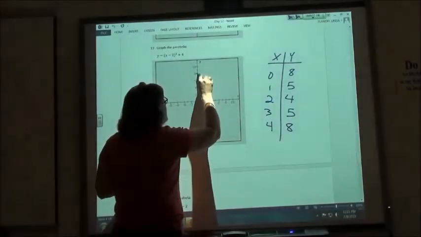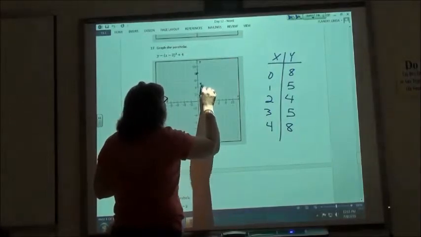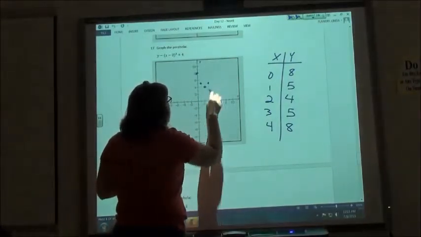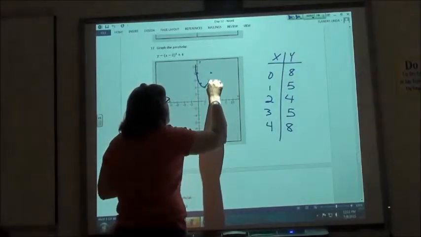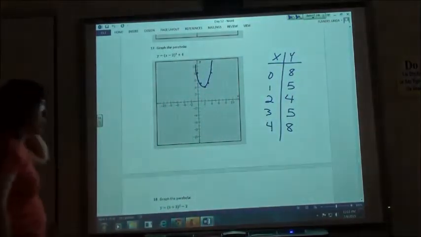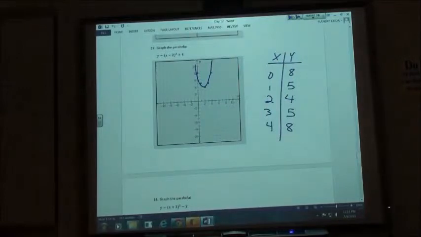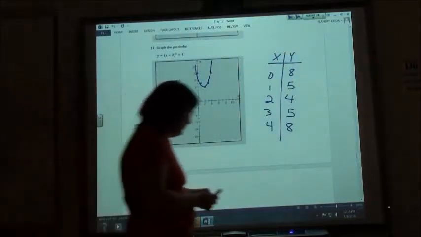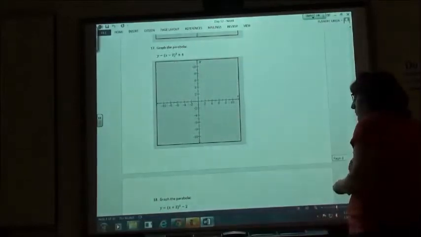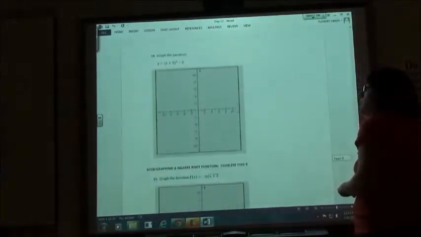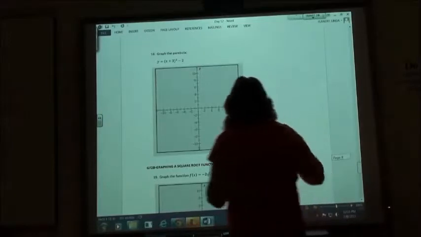So 0 is up at 8, 1 is up at 5, 3 is also at 5, and 4 is up to 8, and I have my parabola when I hit my graph button. Number 18.